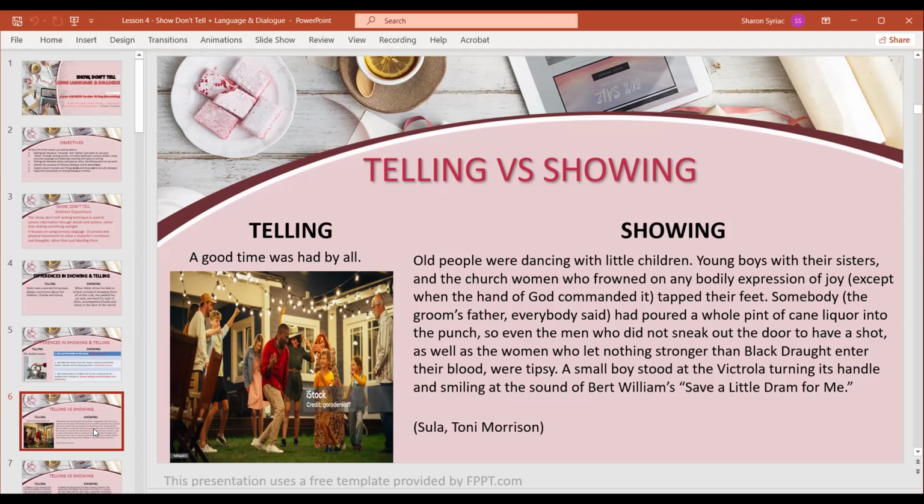So my question is, do you see any differences between showing and telling?